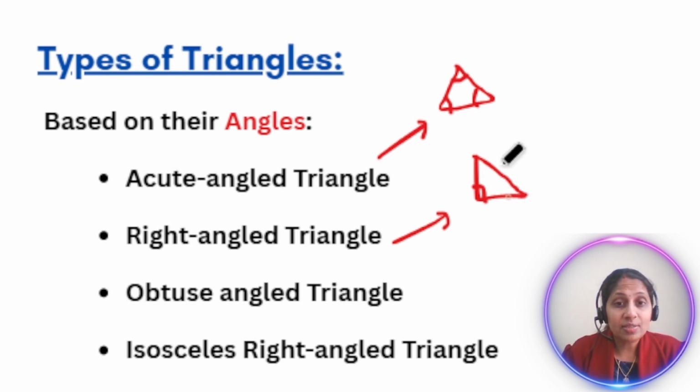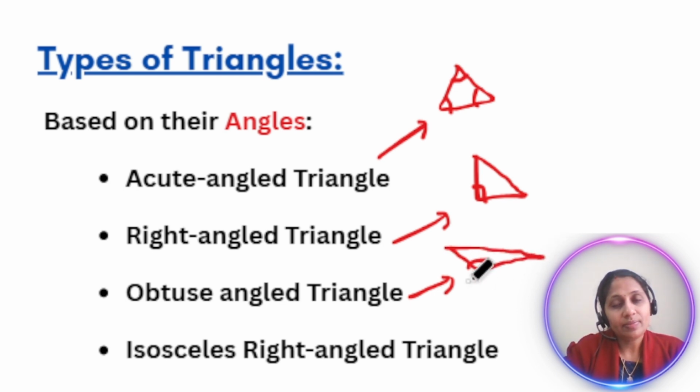Very important concept because the right angled triangle itself is a big topic. The next one is the obtuse angled triangle. Say for example, one of the angles will be an obtuse angle like this. This is an obtuse angled triangle. The next one is the isosceles right angled triangle, meaning it is an isosceles, so two sides are equal and also the angle is 90 degrees.